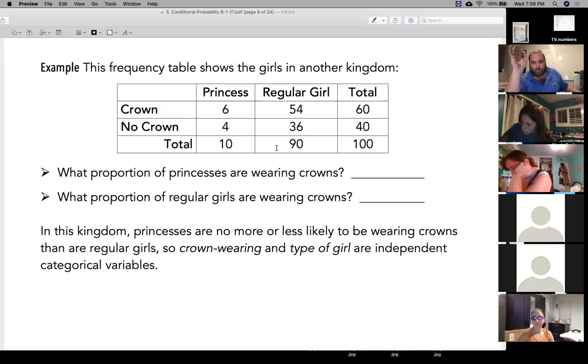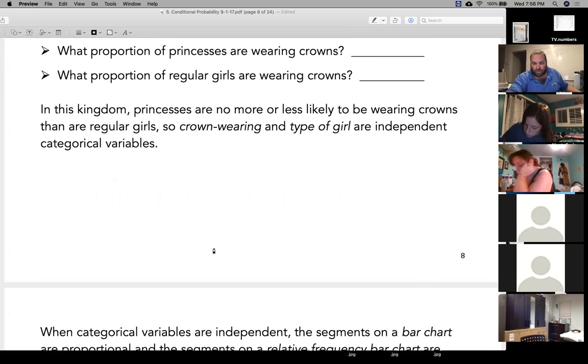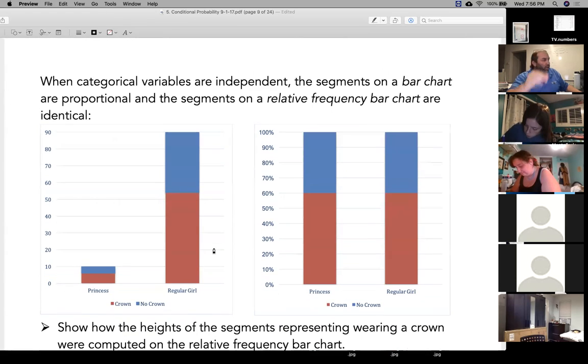At this level, what we're focusing on is, are they the same or are they not the same? If they're the same, they're independent. If they're not the same, they're not independent. Does it make sense so far? Yeah. Okay.